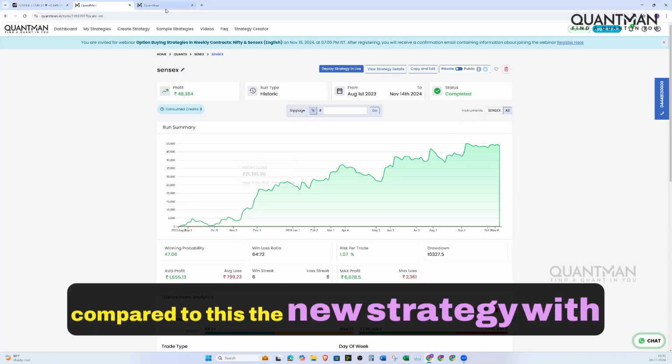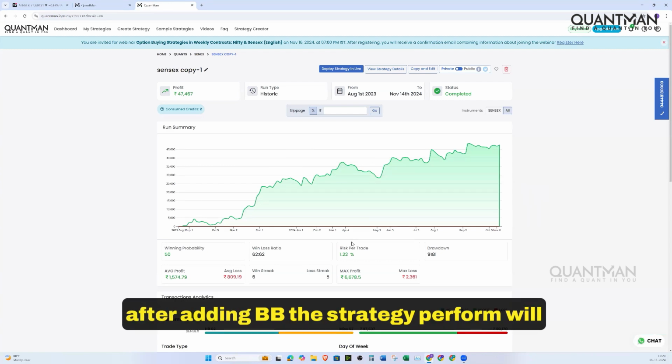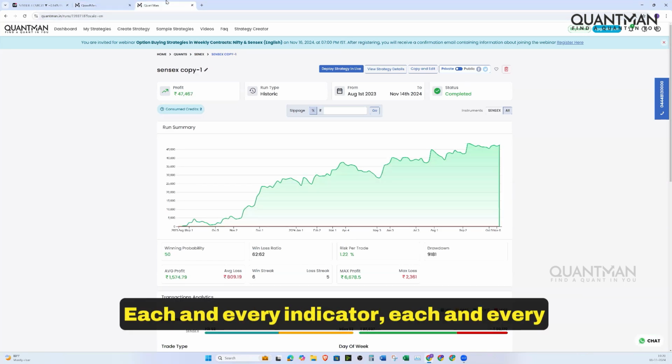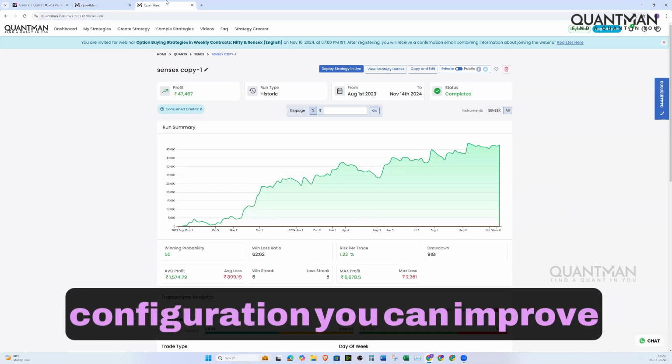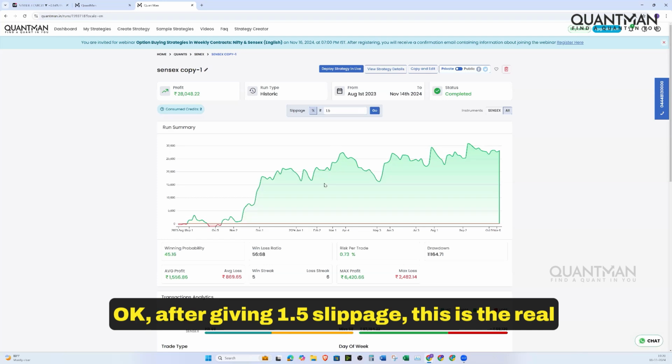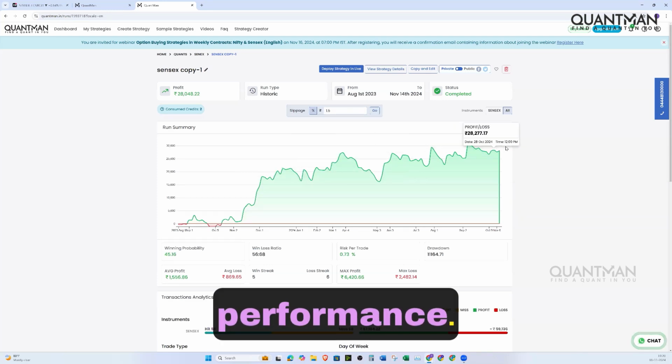Compared to this, after adding BB, the new strategy's performance will improve. Likewise, you need to add each and every indicator, each and every configuration, and you can improve the strategy. Okay, after giving 1.5 slippage, this is the real performance.